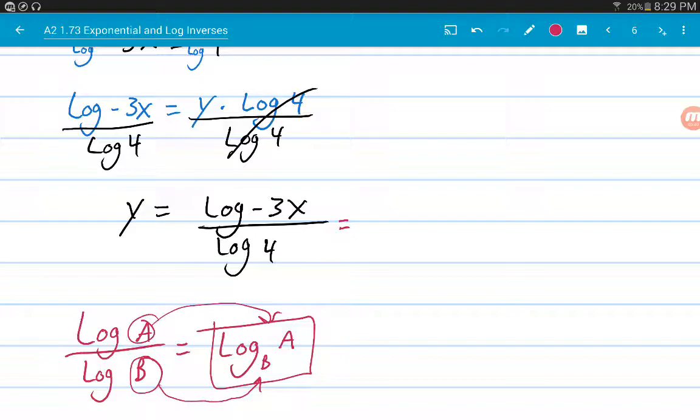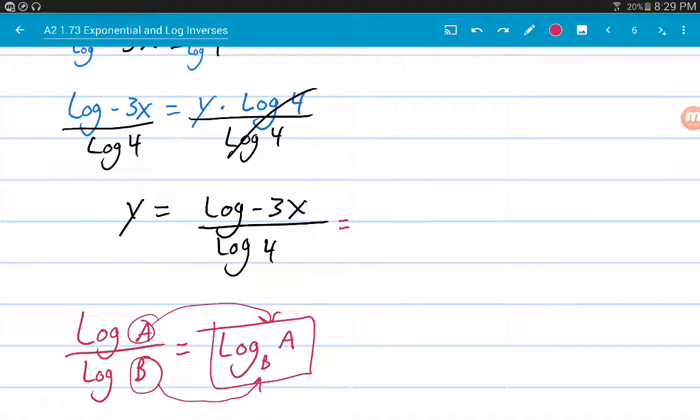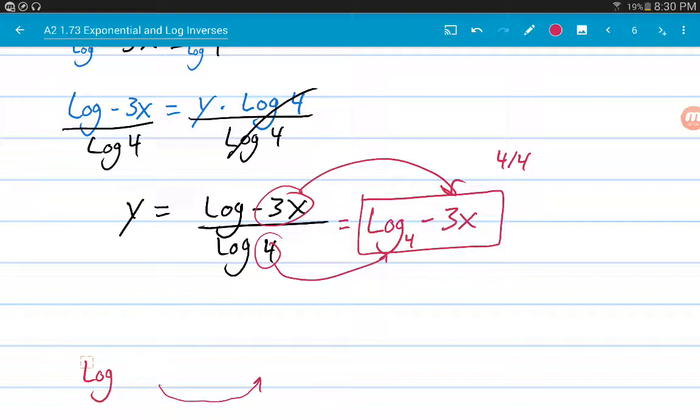So when I apply that up here, I can say that the log base 4, right, bottom stays bottom, of negative 3x, top goes on top. And that would be a 4 out of 4 full credit answer. Okay.